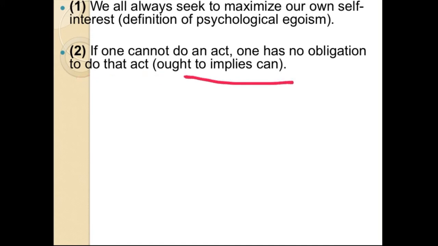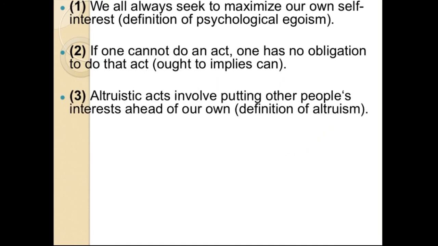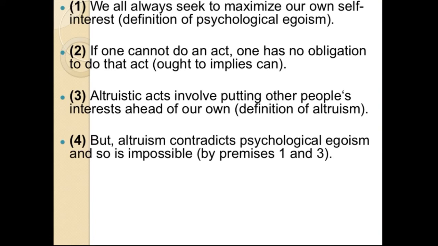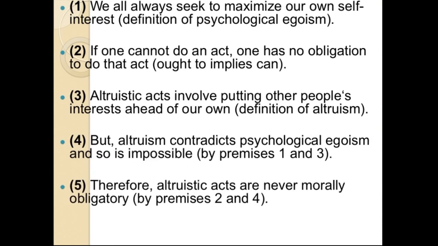We always seek to maximize our own self-interests. This is the definition of psychological egoism. If one cannot do an act, one has no obligation to do that act. Altruistic acts involve putting other people's interests ahead of our own. This is the definition of altruism. That means altruists give the interest of other people priority. That means they are not selfish. Whereas here, we always seek to maximize our own self-interest, we are self-centered. So it's the opposite of the altruist point.